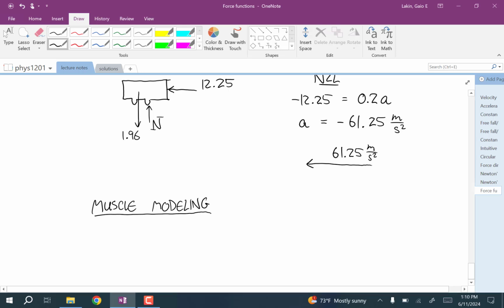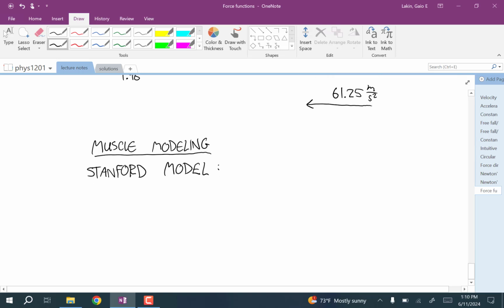So I'm going to talk about a broader model that, instead of representing a single muscle fiber, represents a whole muscle group or an entire muscle at once. People tend to refer to this as the Stanford model. Like I said, this is applicable to an entire muscle, so that's why I'm going to use this one.